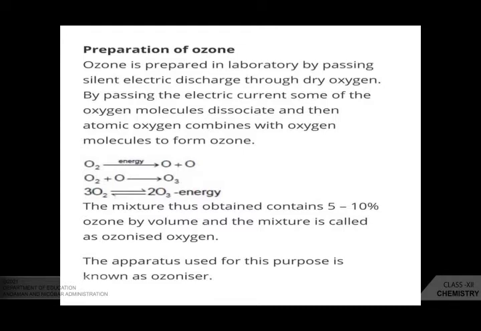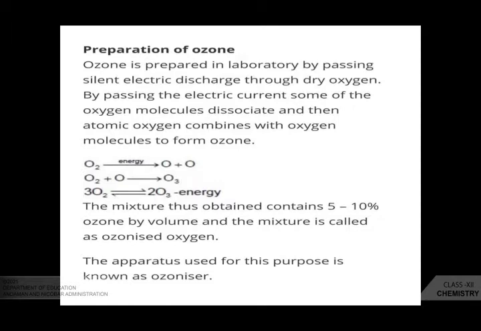So this is the reaction, children. When we pass the silent electric discharge through dry oxygen, O2, the O2 dissociates into nascent oxygen, that is O plus O. After that, when the nascent oxygen combines with an oxygen molecule O2, it results in the formation of O3. Here, children, an equilibrium is established, that is, when O and O2 combine, it gives O3 along with the liberation of energy.